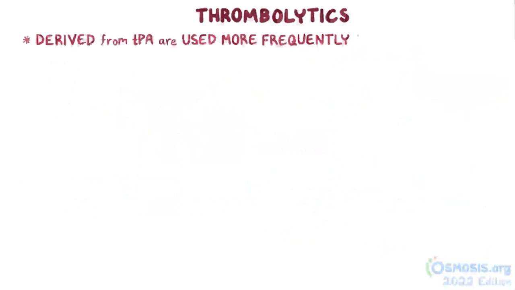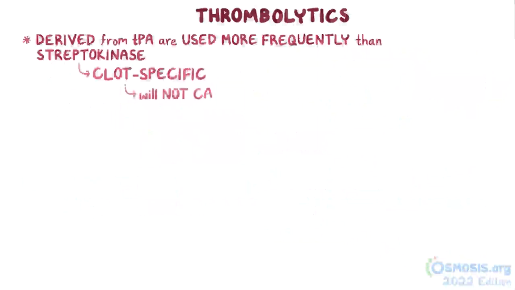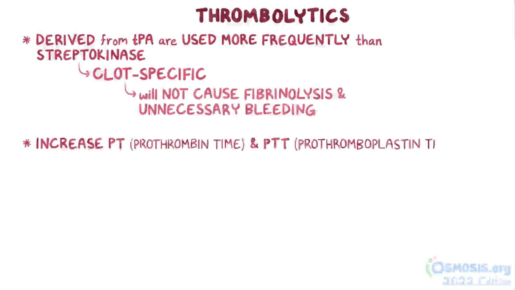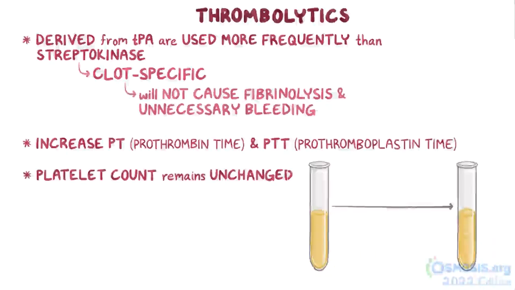The thrombolytics derived from TPA are used more frequently than streptokinase, because they're clot-specific, meaning they do not cause fibrinolysis and unnecessary bleeding outside of the area of the clot, unlike streptokinase. Since these medications activate fibrinolysis and destroy clots while they're forming, they increase the bleeding time, the PT or prothrombin time, and the PTT or partial thromboplastin time. However, the platelet count will remain unchanged.